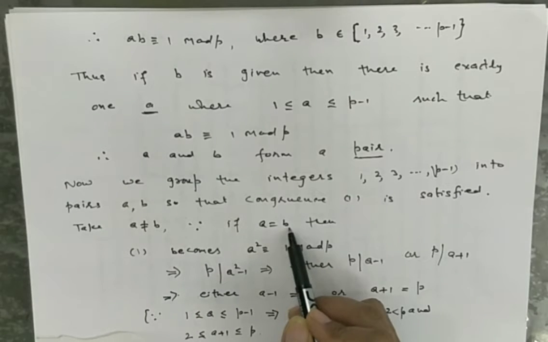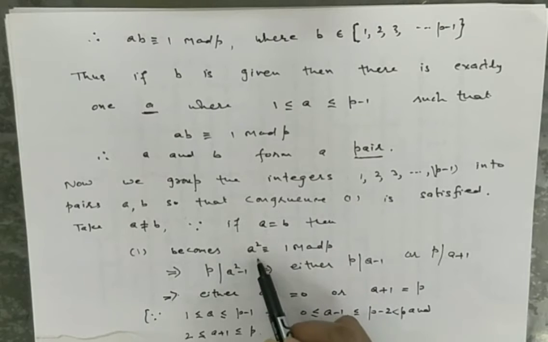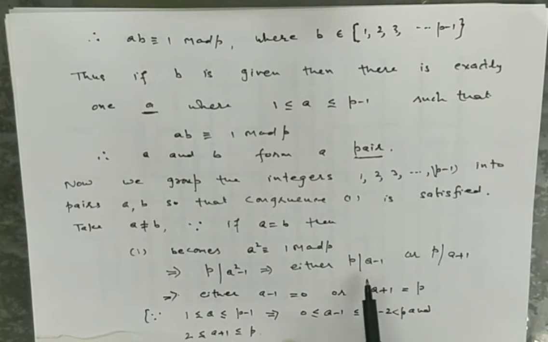If a equal to b, then the congruence becomes a square is congruent to 1 modulo p, and this implies p divides a square minus 1, and this implies either p divides a minus 1 or p divides a plus 1, because we can factorize a square minus 1 into a minus 1 and a plus 1. So from here we can say either a minus 1 is equal to 0 or a plus 1 is equal to p, because a lies between 1 and p minus 1, that is, a is greater than or equal to 1 and less than or equal to p minus 1.